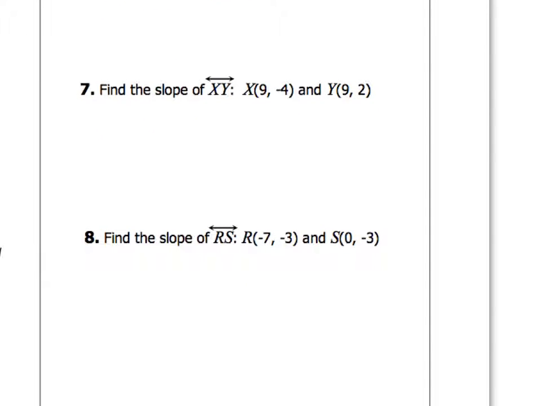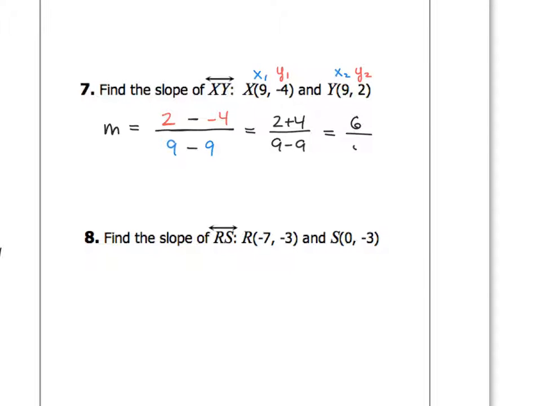Number 7, find the slope of line XY. So we're going to take 2 minus negative 4 in the numerator. In the denominator, we'll do 9 minus 9. So we have 2 plus 4 divided by 9 minus 9, and we get 6 divided by 0. Again, we cannot divide by 0 in math, so that would be an example of a vertical line which has undefined slope.